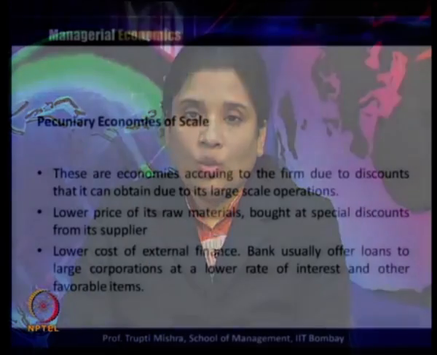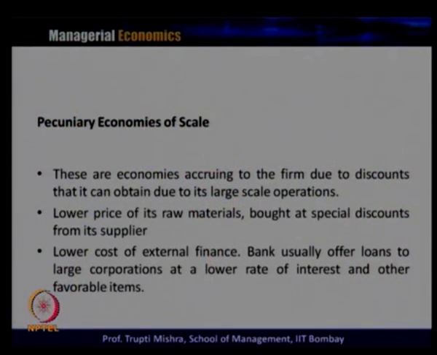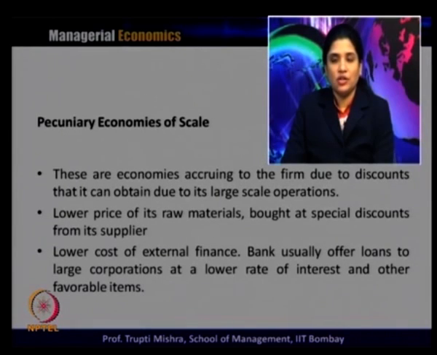Then we will come to the second type of economies of scale, that is the main division. If you remember, the real economies of scale and pecuniary economies of scale. Pecuniary economies of scale is one where there is a reduction in the price of the raw material, a reduction in the price of the inputs, and that leads to a cost advantage to the firm. So, pecuniary economies of scale are the economies occurring to the firm due to discounts that it can obtain due to large scale operation.